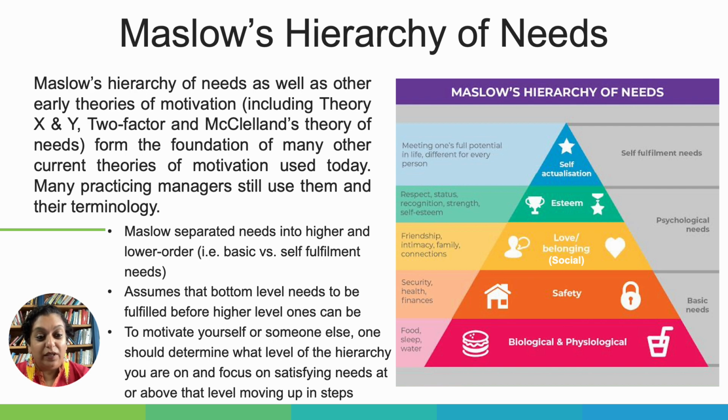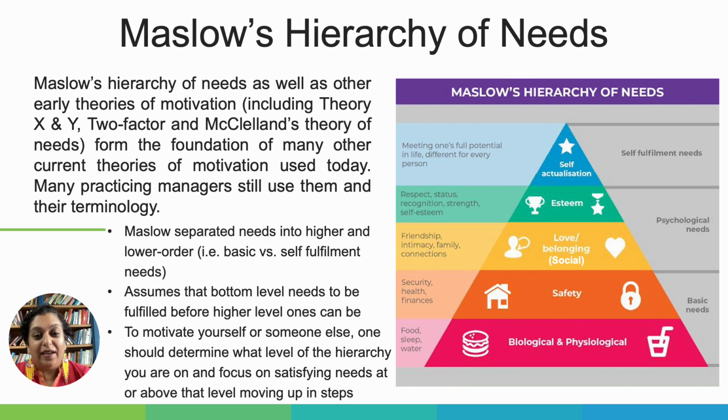If we look at the first two levels, then this looks at what are our basic needs. Things like food, sleep, water, our biological and physiological needs. We then move up to see what our security, health, and finance needs are in terms of safety. The next level then looks at our psychological needs. What is it that we need to feel like we belong? Those social needs that allow us to feel motivated and fulfilled.